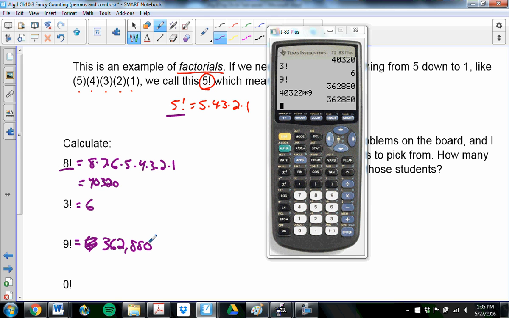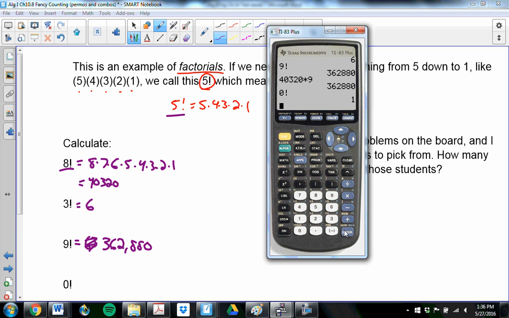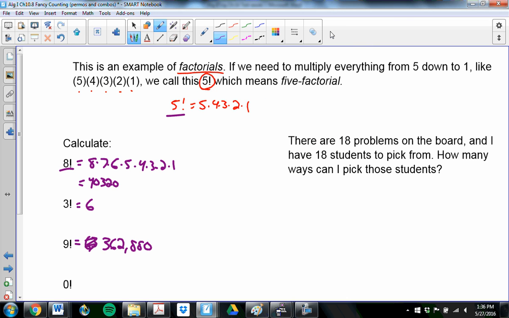0 factorial, this is a little bit odd, but pretty important. You have to understand that 0 factorial is 1. Why? There's a couple reasons for it that aren't super convincing. The main reason is it needs to be for things to work. I'm sorry, if 0 factorial didn't equal 1, if it equaled 0, we wouldn't be able to do a lot of problems that come our way, so we just have to say that 0 factorial is 1. So if there's 18 problems on the board, I do 18 factorial.